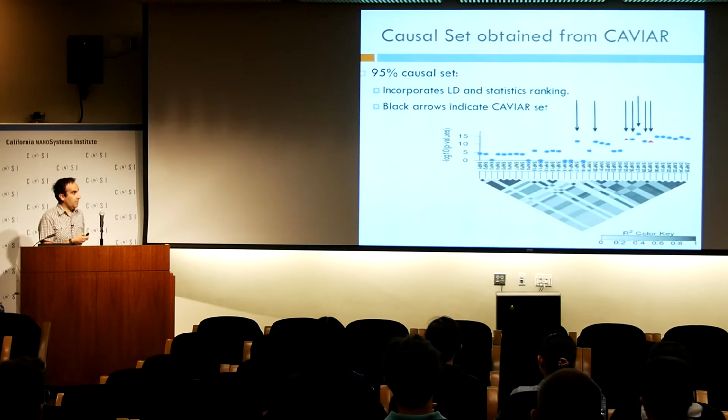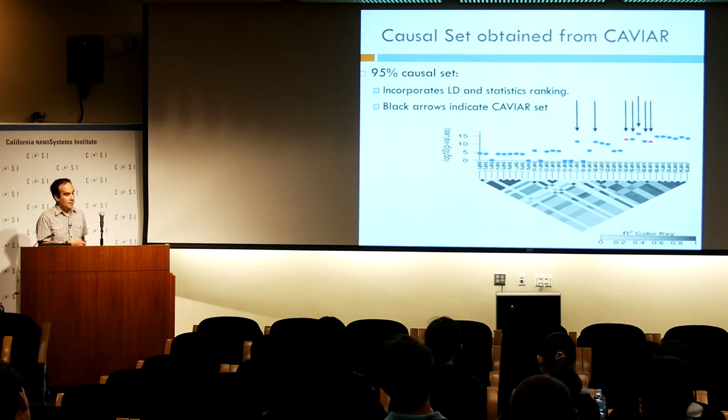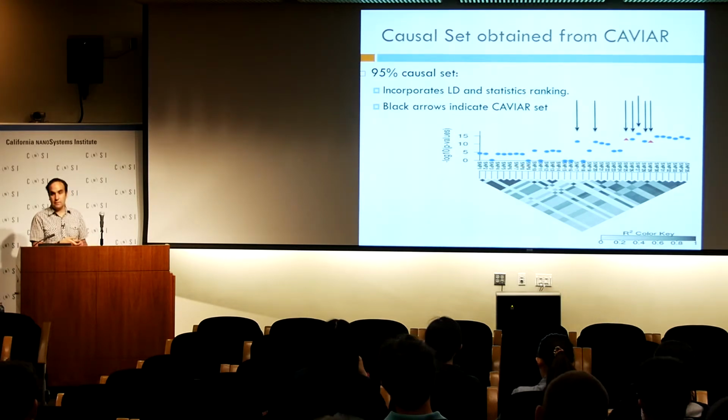If I go back to that other example that I showed, the causal set that Caviar returns is these 7 SNPs. So it's these 5 guys and then these 2 over here, right? And it actually captures the causal variants, because that's what these 2 guys are. Why does it pick these guys and not these guys here? It has to do with just the LD structure. So it knows what it's doing. And it's saying that with 95% probability, the causal variants are going to be in these 7. So that's the idea. So how does Caviar work?